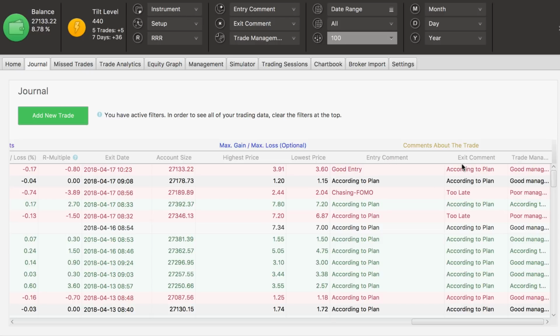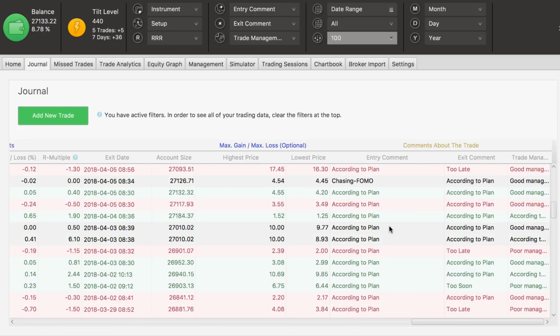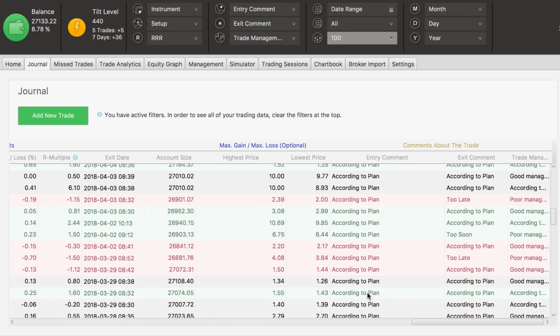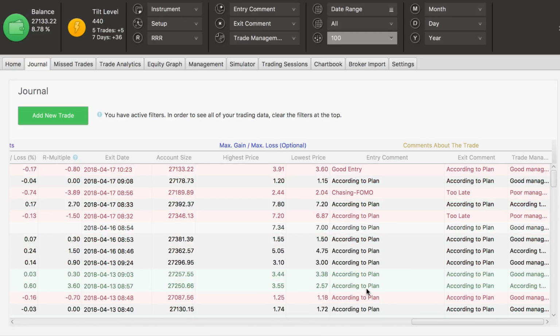And now we would look for outliers or things that stand out here with regards to the comments that he has assigned, because those essentially drive the tilt meter. So let's take a look. And I did that already. The entry comments look quite all right. You can see most of the entry comments stayed according to plan. So with his entries, it seems like the entries are mostly on point.